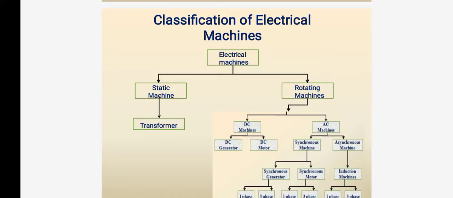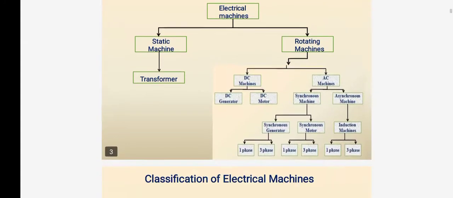A static electrical machine is generally called a transformer, and a rotating electrical machine is further classified into DC machine, direct current machine, and AC, alternating current machine. Then the direct current machines are classified into DC generator and DC motor. Similarly, the AC machines are classified into synchronous machine and asynchronous machine. The synchronous machine is classified into synchronous generator and synchronous motor. The synchronous generator is classified into single phase and three phase. The synchronous motor is also classified into single phase and three phase. Similarly, the asynchronous motor is the induction motor, which is also classified into single phase and three phase induction motor.